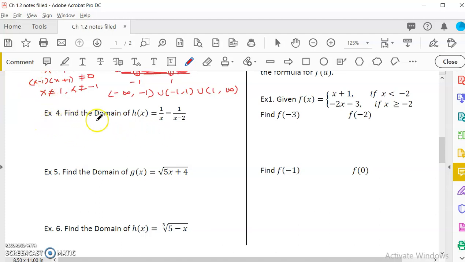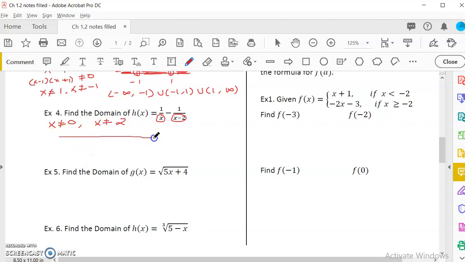The fourth example is find the domain of 1 over x minus 1 over x minus 2. So we have two rational functions. This is a rational. This is a rational. Although the top is 1, if the bottom has a function, it is a rational. So it's a difference of two rationals. It's still rational. So we have to make sure that this cannot be 0. This cannot be 0. So you will say x cannot be 0. Also, x cannot be 2.